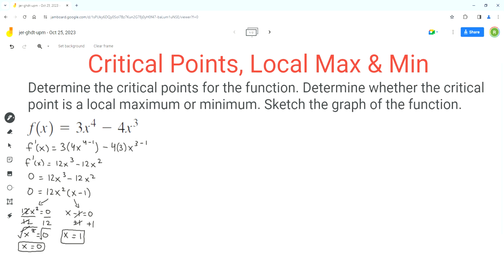Now we can find the critical points by substituting these critical numbers one by one in the given function. So let's start with x equals 0. f(0) equals 3 times 0^4 minus 4 times 0^3. So 3 times 0^4 will just be 0, and same with 4 times 0^3. So f(0) is equal to 0. That means the first critical point is (0, 0).